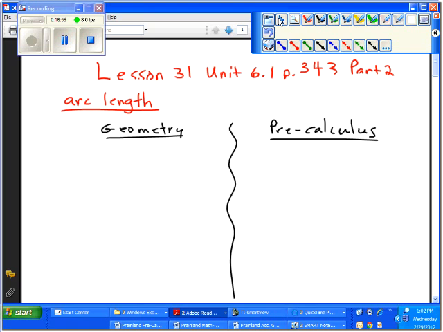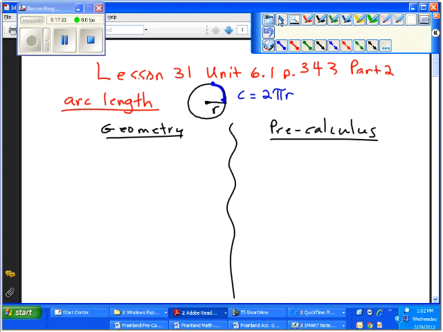First of all, a circle is the set of all points in a plane, a given distance from a given point in that plane. The given point is called the center, and the given distance is called the radius. The circumference of a circle, which is the distance around the circle, is 2 times pi times the radius. An arc length is a part of a circle. So an arc length, or a circular arc, is a part of the circumference.